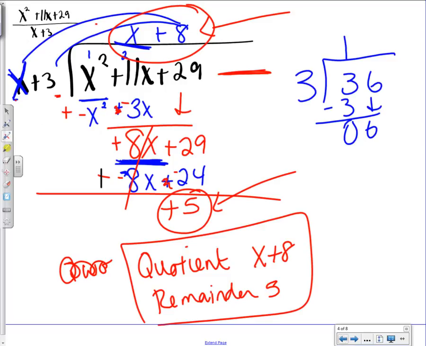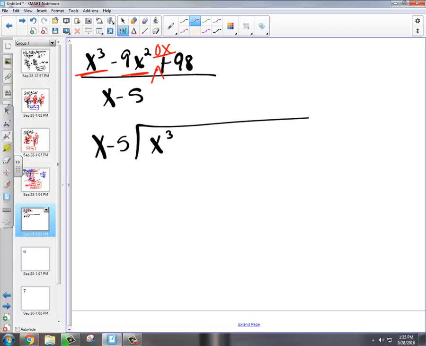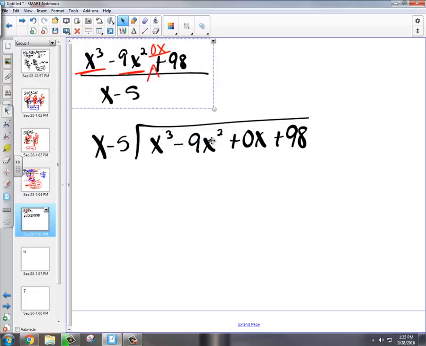Okay, let's look at the other problem. X squared, x to the first, a number. We weren't missing anything, but in this problem, there is no piece or term that is an x. So I'm going to have to put something in as a placeholder for us to get the right answer. I want you to see that I put that in there. The 0x is the placeholder.